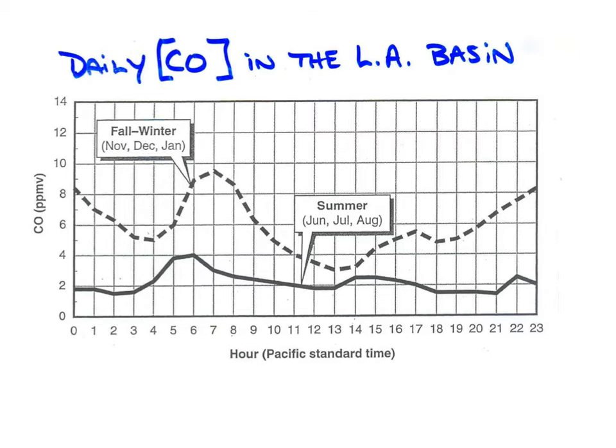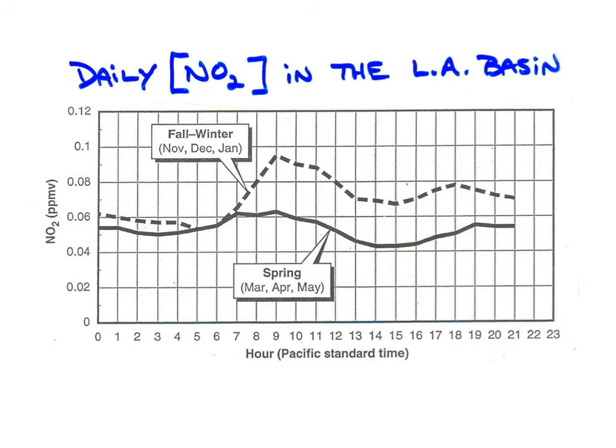More on this later. This graph shows nitrogen dioxide over the course of the day, and the graph shows how nitrogen dioxide, a secondary pollutant, peaks late in the morning as a secondary pollutant formed following the exposure of the primary pollutants to light. Again, levels are slightly higher in the winter months when temperature inversions are more likely.